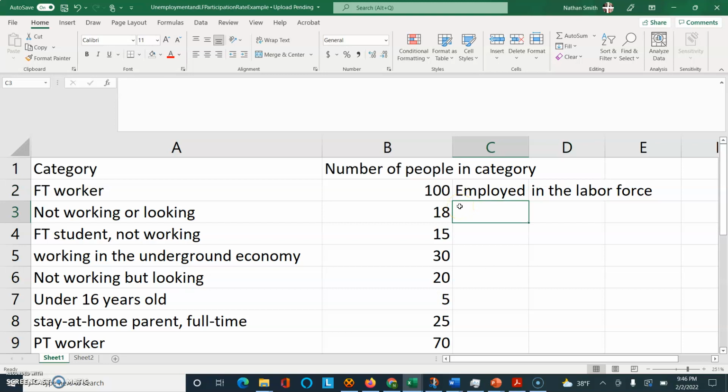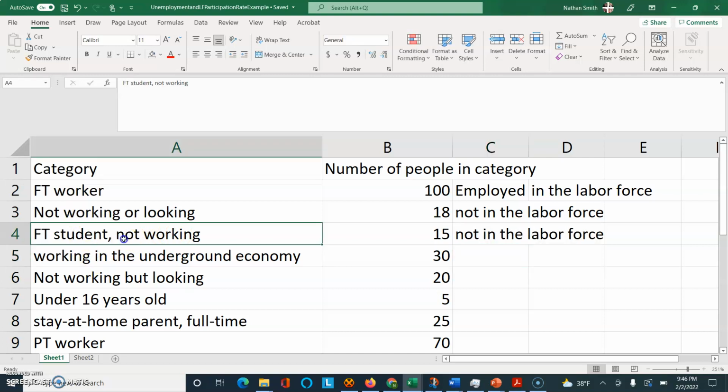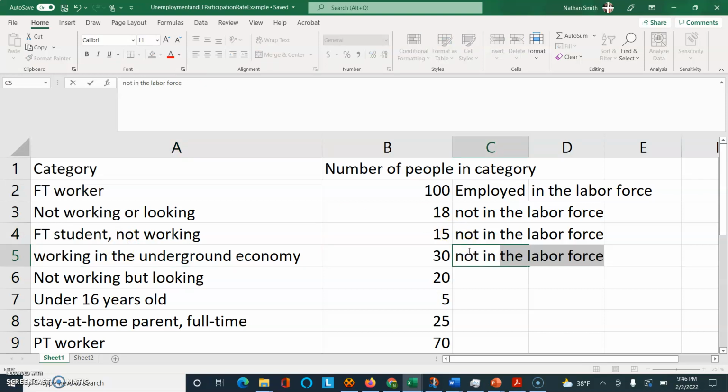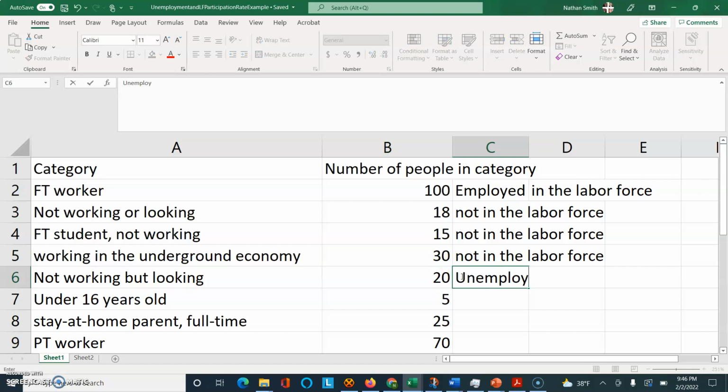If you are not working or looking, you are neither employed nor unemployed the way that we define it in economics. So these people are not in the labor force. If you're a full-time student and you're not working at all, you're not looking, presumably, not in the labor force. If you're working in the underground economy, you are not considered to be part of the labor force. If you are not working but you are looking, you are by definition unemployed. Okay, that's the key characteristic for unemployed. You are looking for work.